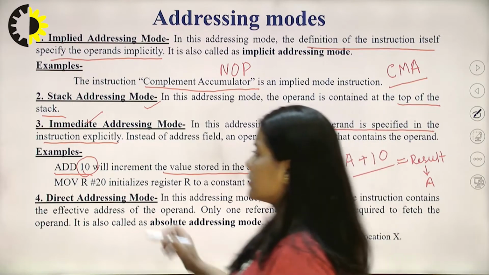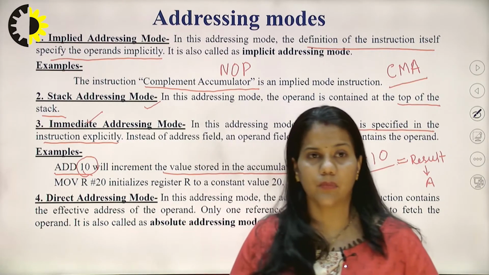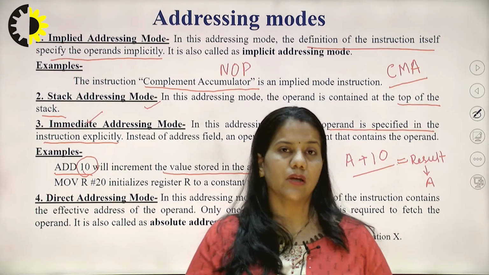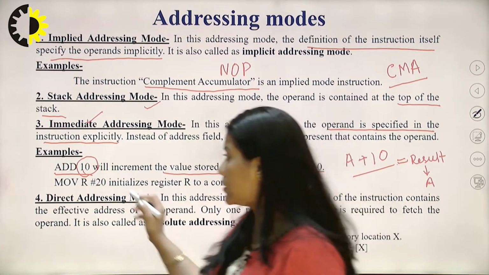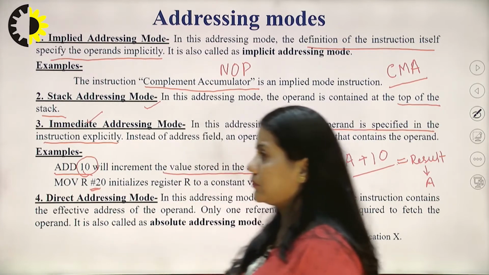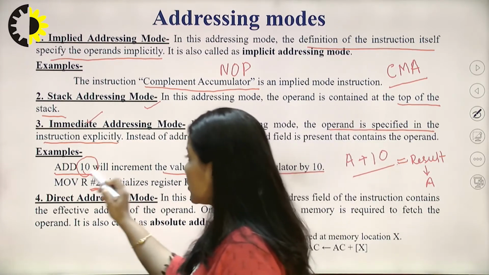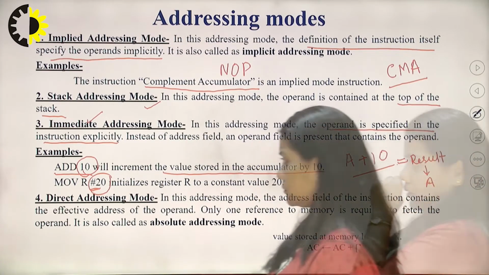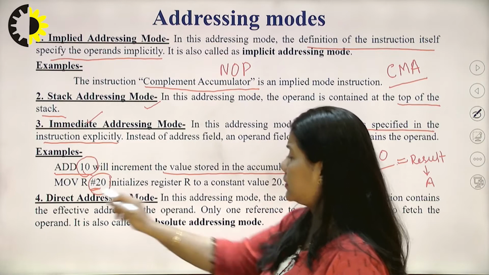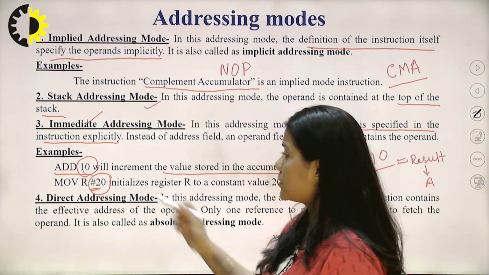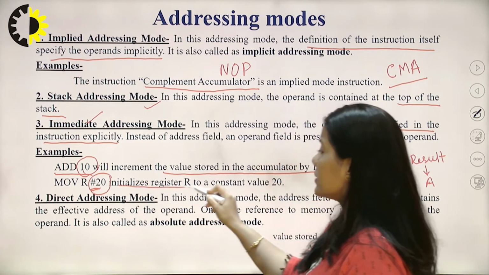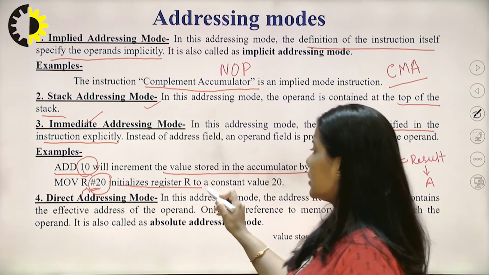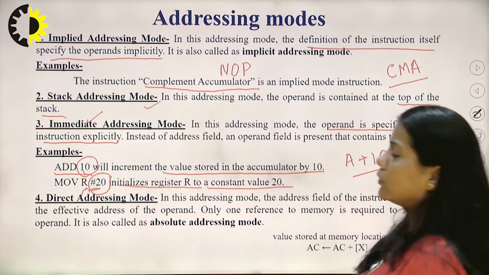Now, let us see another example. There are certain microprocessors or controllers which have a different way of specifying the immediate data. In some controllers, this is the way of specifying the immediate value, that is using hash. So, in this example, MOV R, #20, this initializes the register R. R is some register. So, this operation will initialize the register R to a constant value 20.